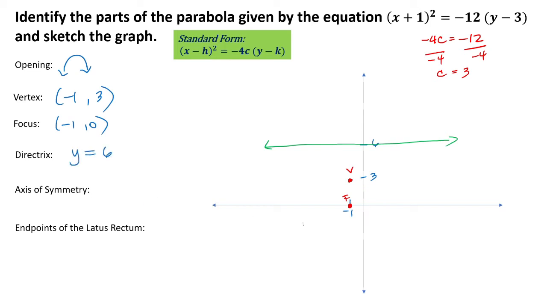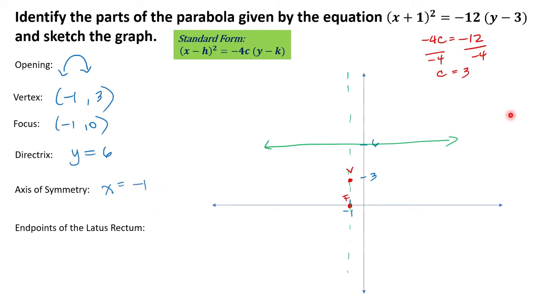For the axis of symmetry, it is a line that passes through the vertex and the focus. And this is perpendicular to our x-axis and also to our directrix. So this is our axis of symmetry. So it should pass the vertex and the focus. So the equation for the axis of symmetry would be x is equal to negative 1.